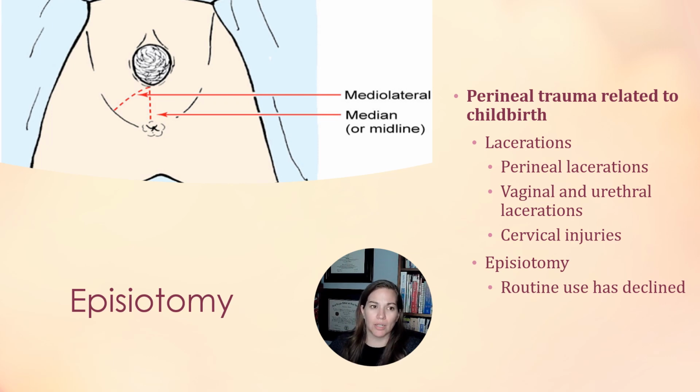Urethral laceration is, as it sounds, more of an anterior tear on the vaginal wall up toward the urethra. Those are usually smaller, although they could be a significant tear as well. But of course, those are easier to visualize and see, so not as much of a hemorrhage risk as some of the other ones.